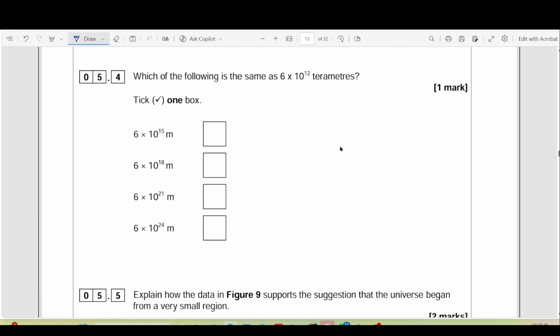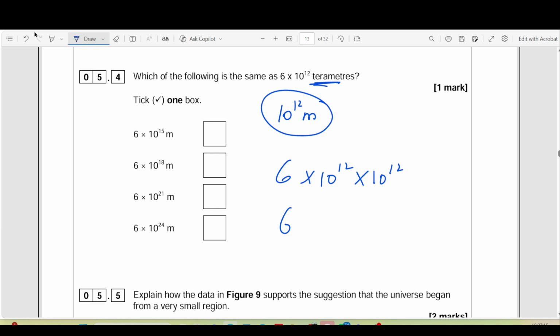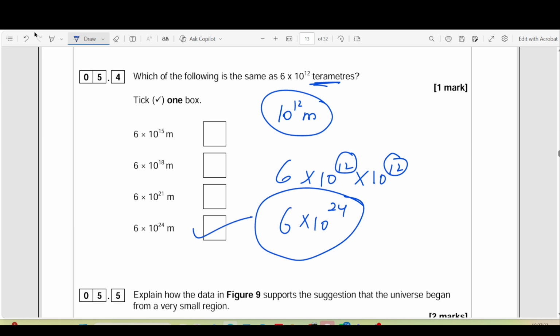Which of the following is the same as 6 times 10 to the power of 12 terameters? So terameters is 10 to the power minus 12 or something. It's plus 12. So 6 times 10 to the power 12 is already there, and terameters means 10 to the power 12 meters. So we will multiply it again by 10 to the power 12, which will add up to 24. 12 plus 12, 10 to the power 24. So it's D, the last option.